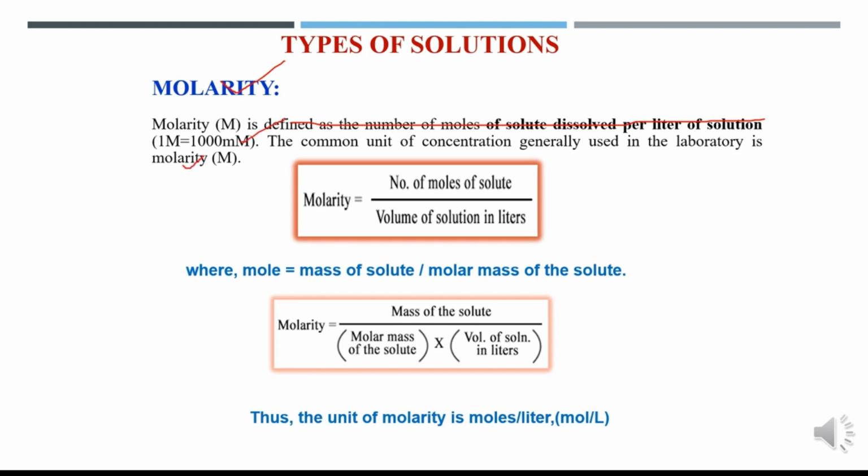And how will you calculate the molarity? You can calculate it by applying this formula. Molarity is equal to the number of moles of the solute divided by the volume of the solution in liters, where moles is always equal to the mass of the solute divided by the molar mass of the solute. By substituting this into the molarity formula, molarity will be equal to the mass of the solute divided by the molar mass of the solute times the volume of the solution in liters. Thus, the unit of molarity will be moles per liter.